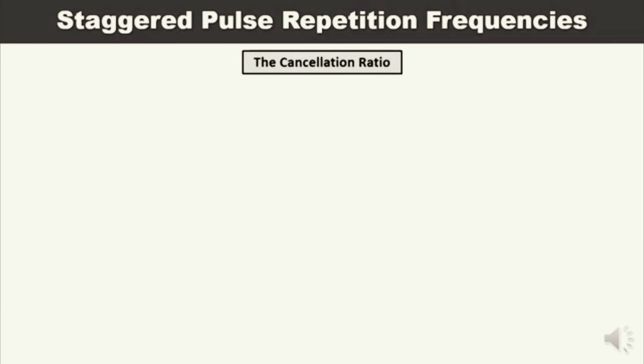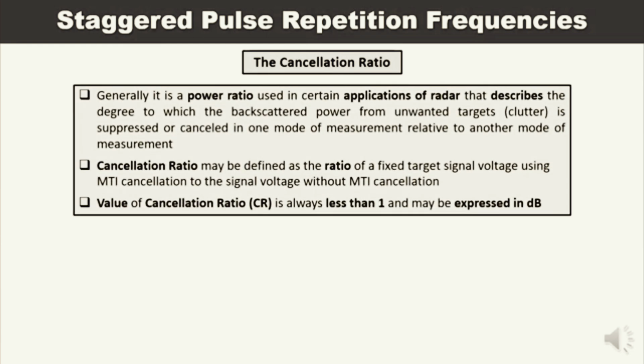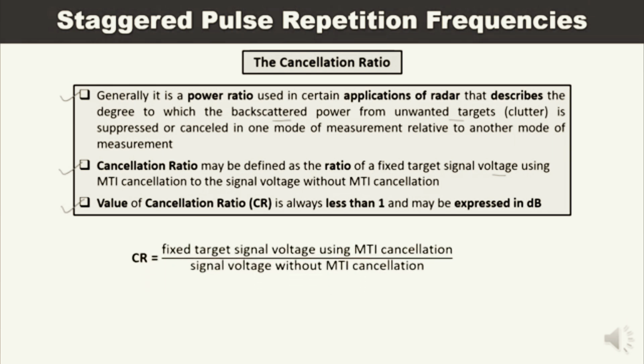Next is the cancellation ratio. Cancellation ratio is defined by a ratio which is used in various applications of the radar, which describes the degree to which backscatter power from the unwanted target is suppressed or cancelled in one mode measured relative to the other mode. Unwanted targets are actually the clutters. And this is very simple to define: it is a ratio of fixed target signal voltage using MTI cancellation to the signal voltage without MTI cancellation. Means using MTI cancellation upon without MTI cancellation. And the value of cancellation ratio is always less than 1 and it can be expressed in dB. So mathematically also you can write it down: the fixed target signal voltage using MTI cancellation upon without MTI cancellation.